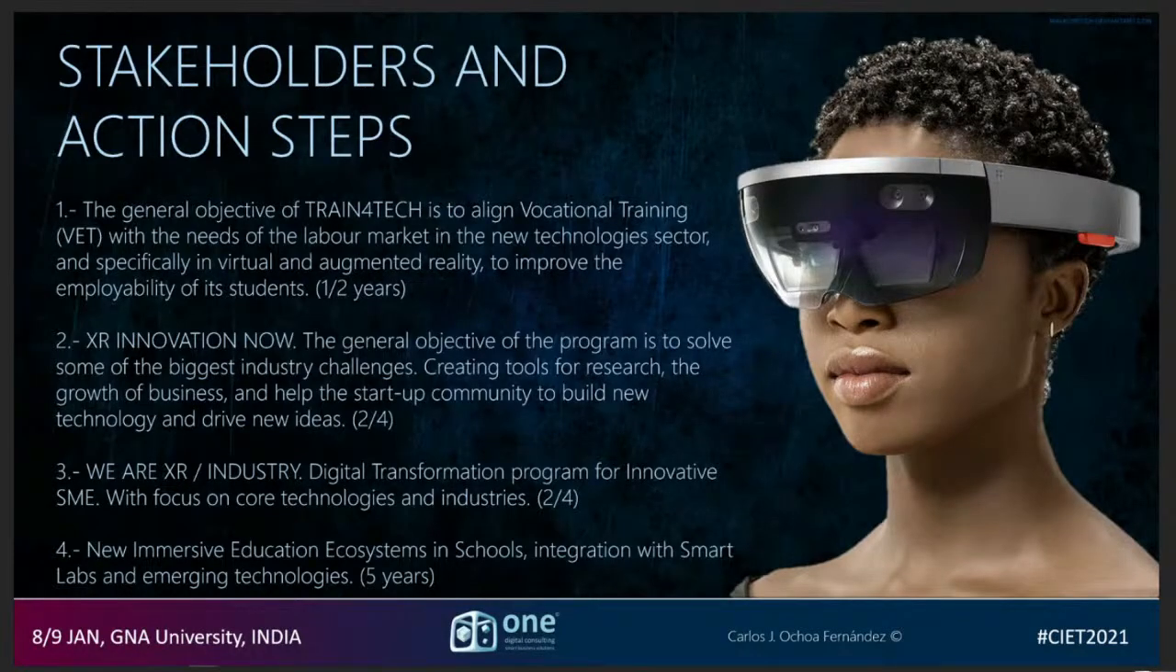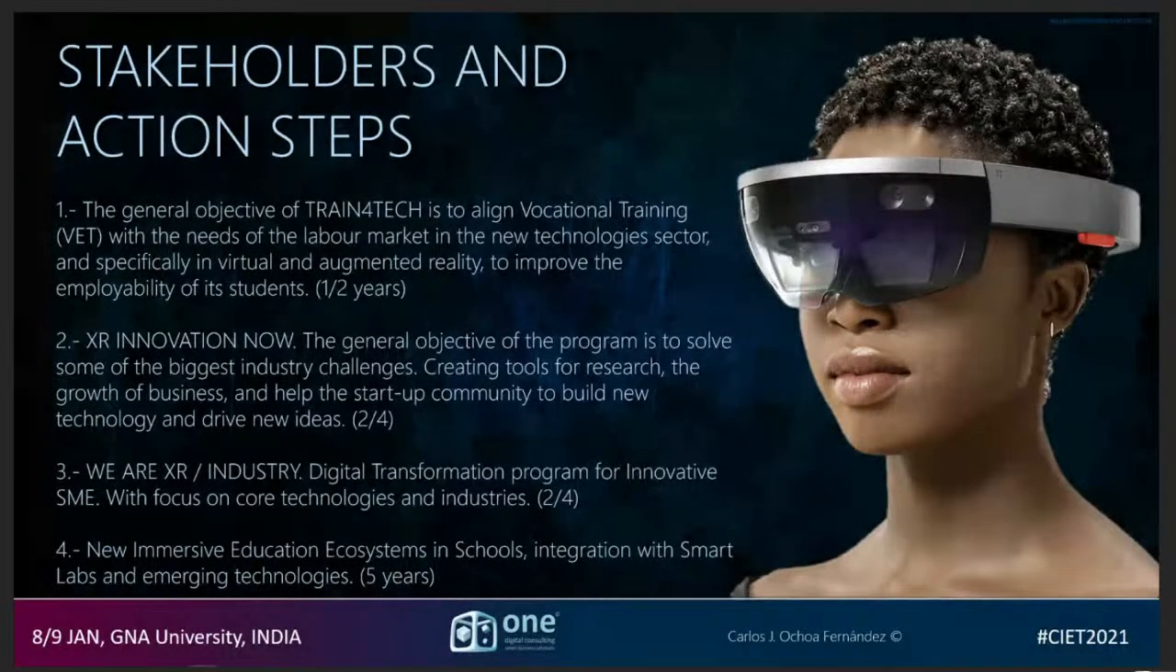And first, the general objective is to create a training for tech program, just for vocational training. This could be a program for 1 or 2 years, just to adapt the students coming from different centers, universities or schools, and to adapt to these new technologies. To develop an XR Innovation Now program, creating tools to research, growth of business, and to help a start-up community to build up new technologies and to drive new ideas. The XR industry is now.